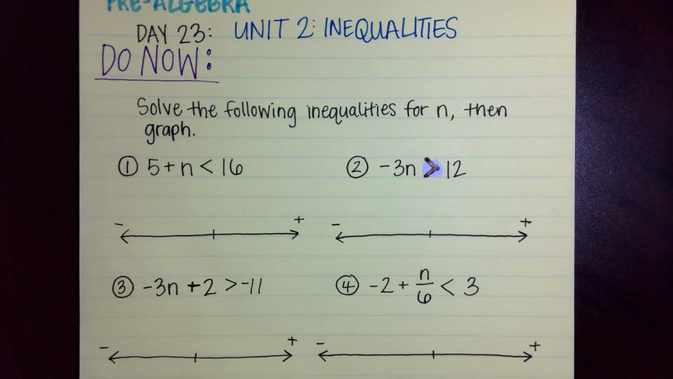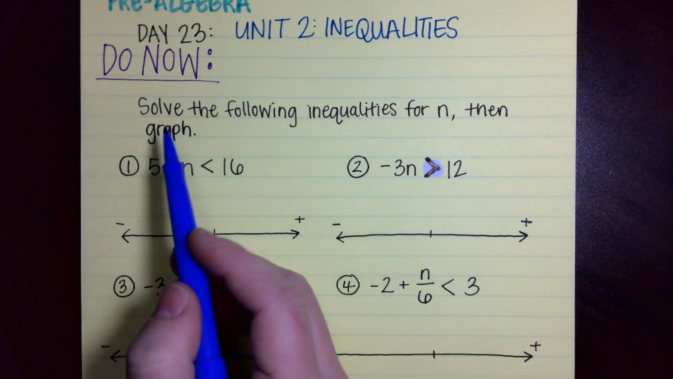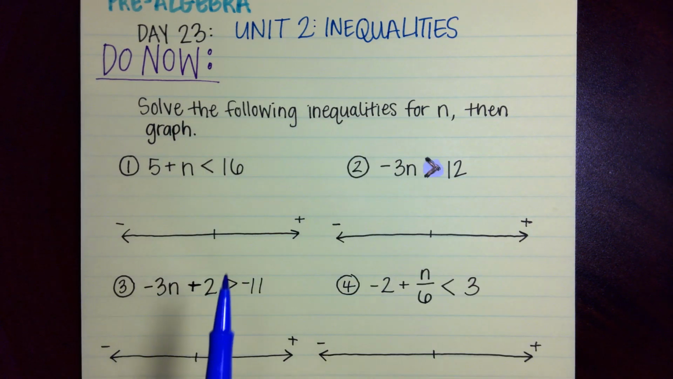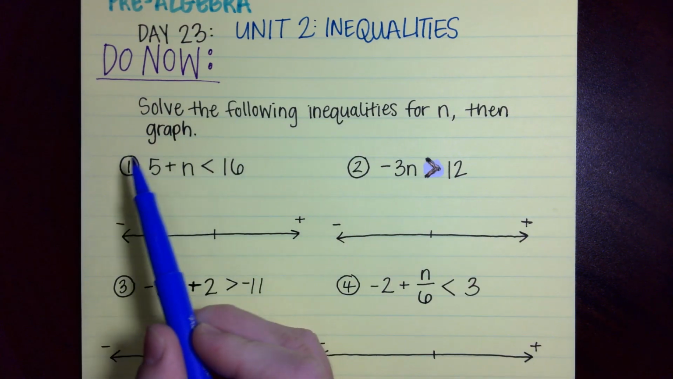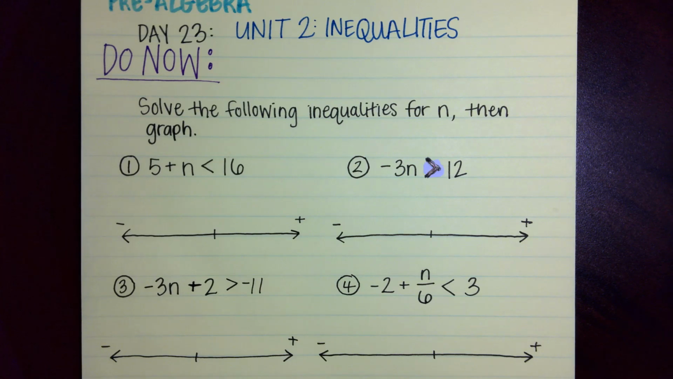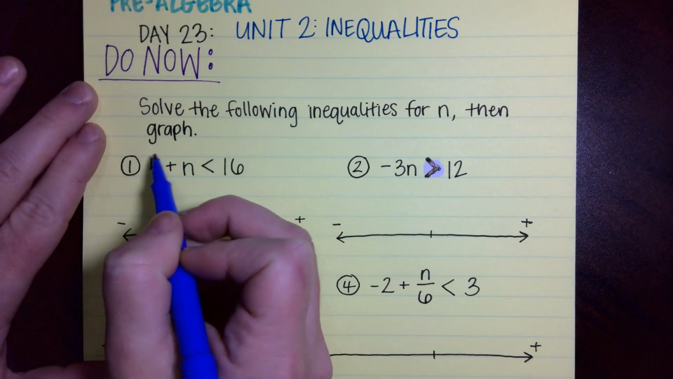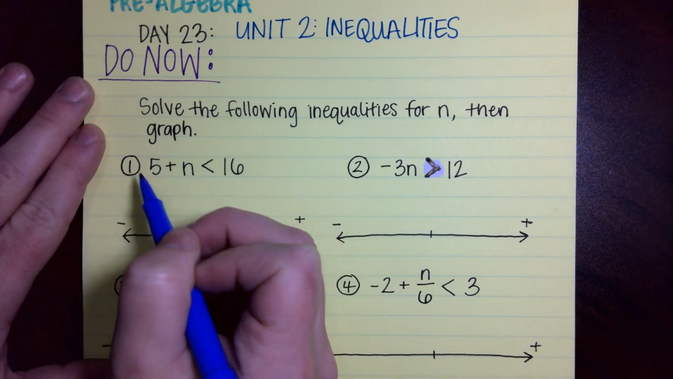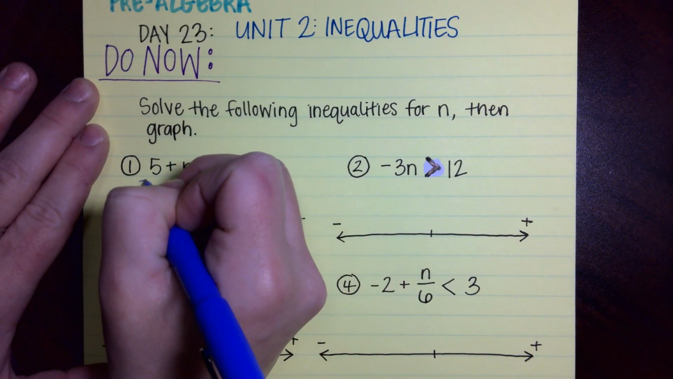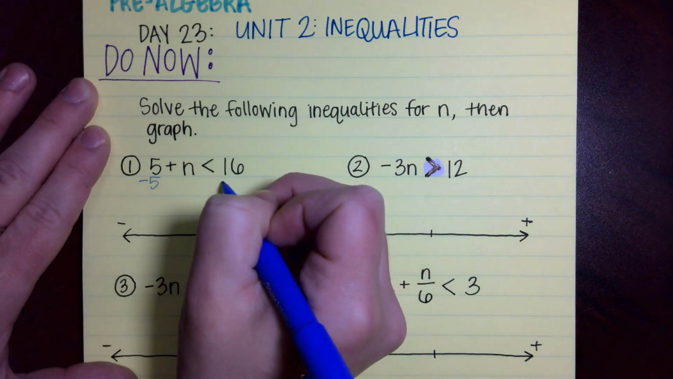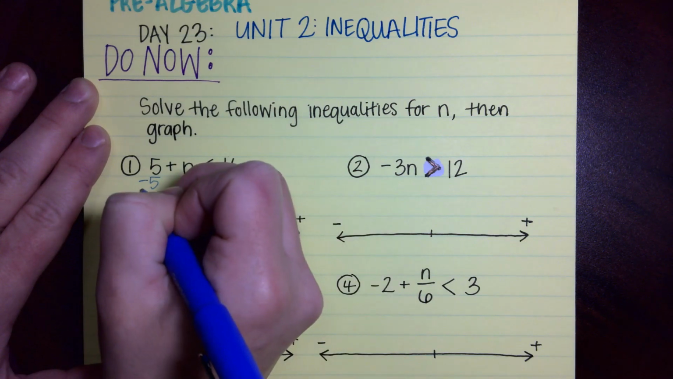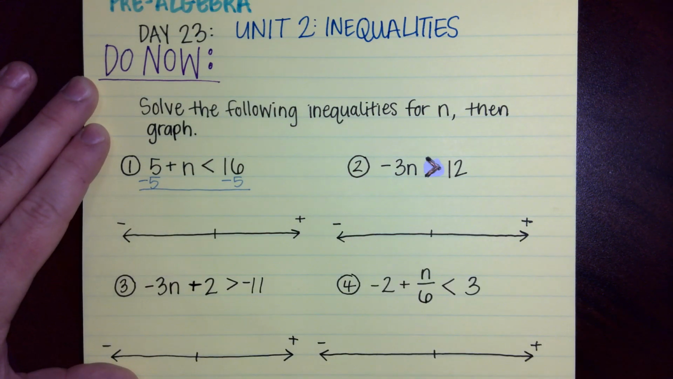I've got 5 plus n is less than 16. First I need to solve the inequality for n. What do I need to do here to solve for n? Minus 5. Yeah, take away 5. To get n by itself, we need to get rid of whatever is over there with it. There's a plus 5, so we do the opposite and do minus 5 on both sides. All right, what happens next?